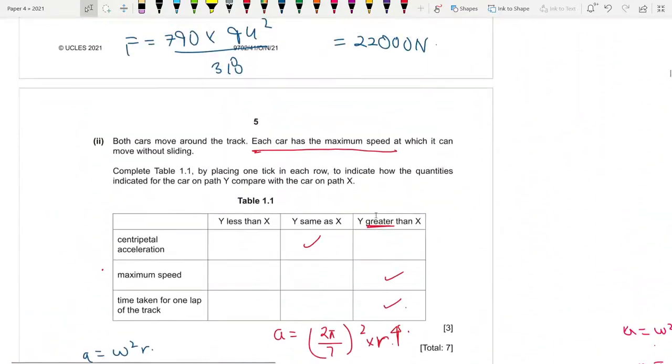How do we answer this? It's going to be the same as greater greater. Y has greater maximum speed than x. Y takes longer compared to x to complete one track, but the centripetal acceleration is the same. Both cars move around the track. Each car has the maximum speed at which it can move without sliding. Complete table 1.1 by placing one tick in each row to indicate how the quantity for the car on path Y compares with the car on path X. Okay, so let's see.